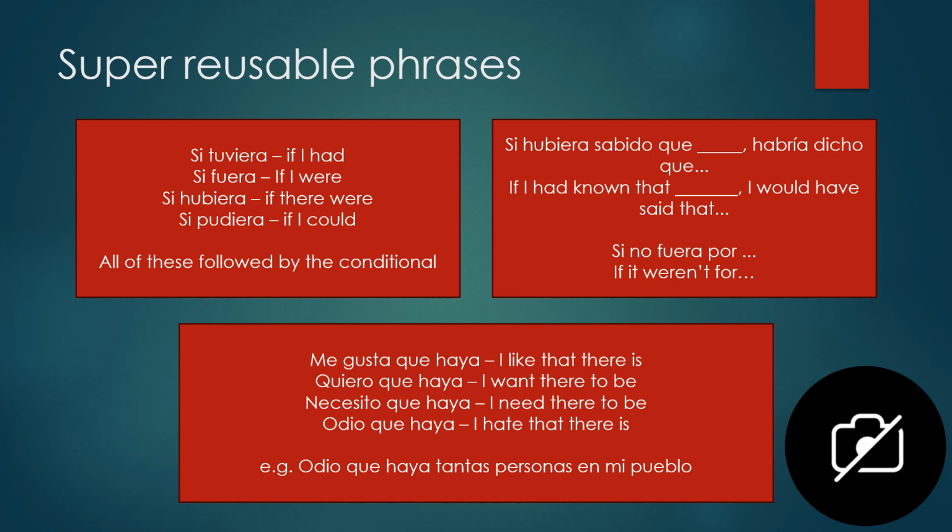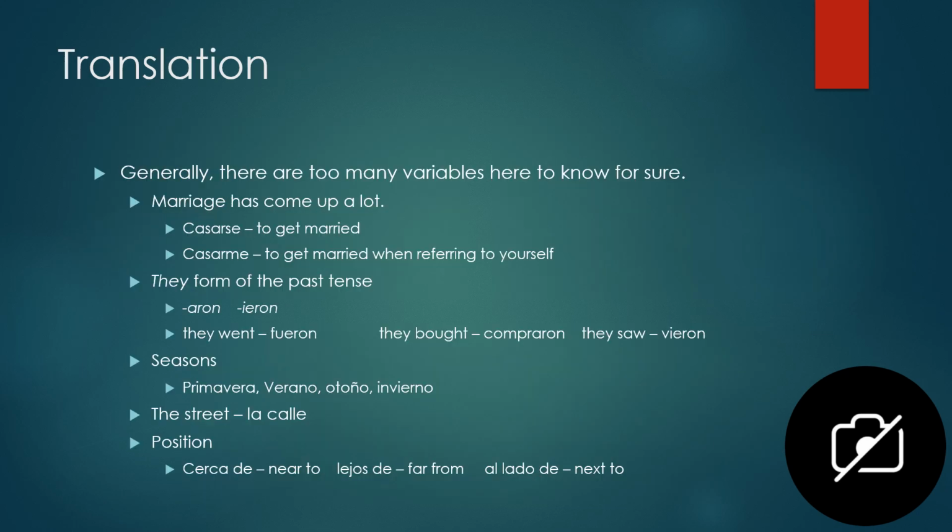Necesito que haya, I need there to be. Again, used in a similar way to say what you need there to be. And odio que haya, I hate that there is. Similar thing. So all of these, me gusta que haya, quiero que haya, necesito que haya, odio que haya. All of these will help to say what you like or dislike that there is or what you need there to be. So I would note those down and try to put one into the exam. Just as a set phrase for this time. As I said, these are the kind of phrases that in A level you do learn to pick apart. Here, we just need to know them as a set phrase to get through the exam.